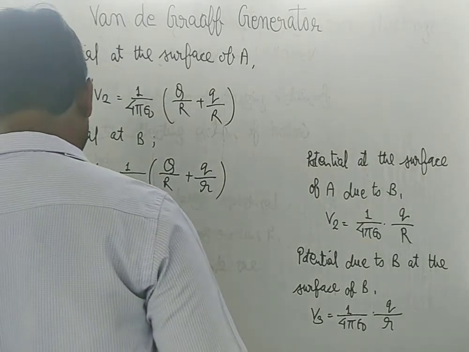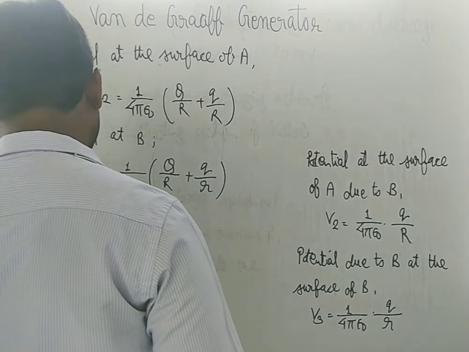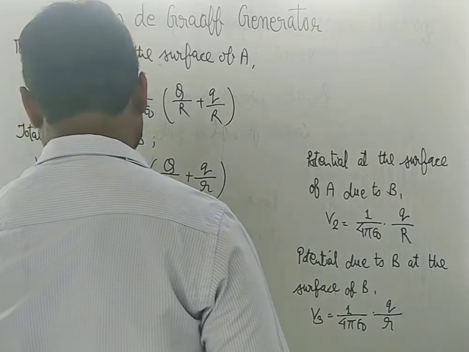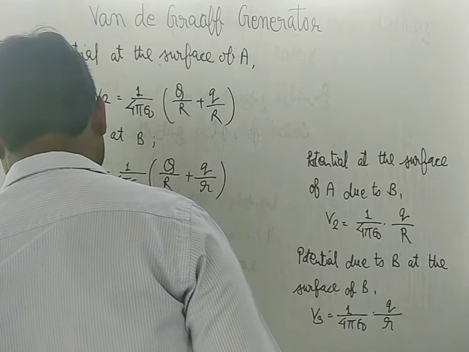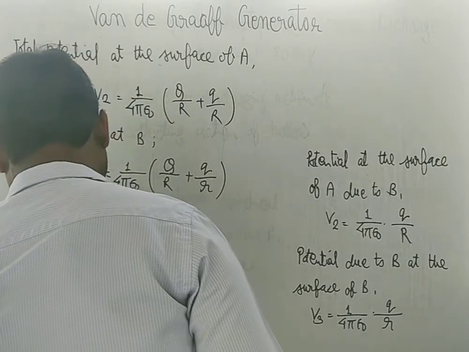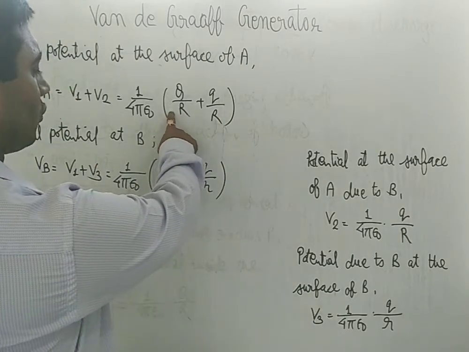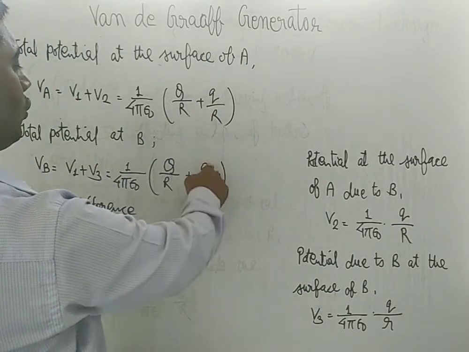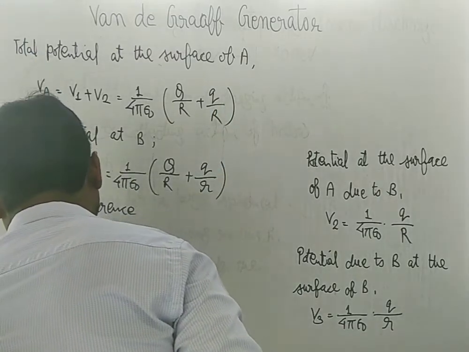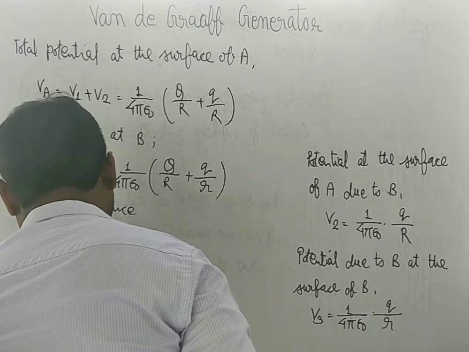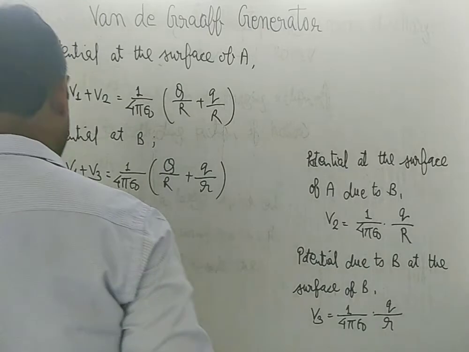So the potential difference, let me call this V, equals VB minus VA, and this will be equal to, as can be seen, this Q by R and this Q by R will get cancelled. Q will be common in both, so 1 upon R minus 1 upon capital R. Q upon 4 pi epsilon naught, 1 upon R minus 1 upon capital R.